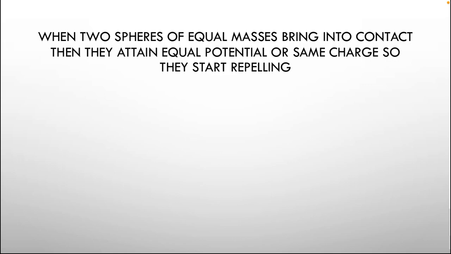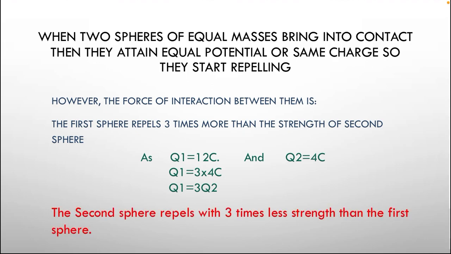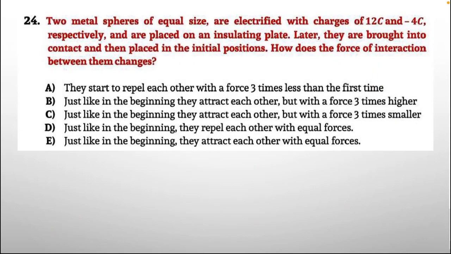When two spheres of equal size are brought into contact, they attain equal potential, the same charge, so they start repelling. However, the force of interaction between them is such that the first sphere repels 3 times more than the second sphere, as Q1 equals 12 coulomb and Q2 equals 4 coulomb. So Q1 equals 3 times 4, and Q1 equals 3 times Q2. The second sphere repels with 3 times less strength than the first sphere, and according to this calculation, option A is correct. They start to repel each other with a force 3 times less than the first time.